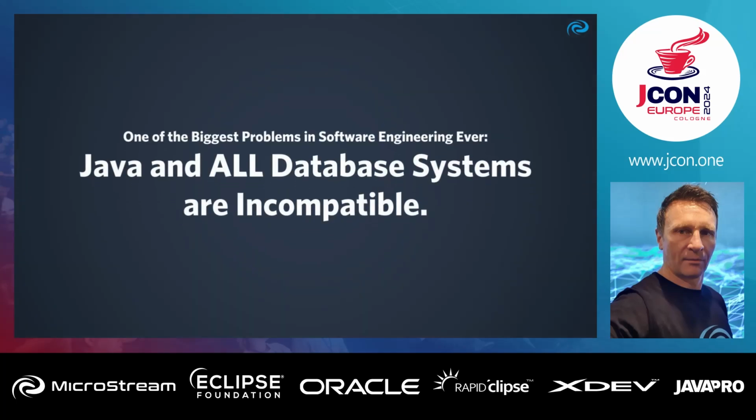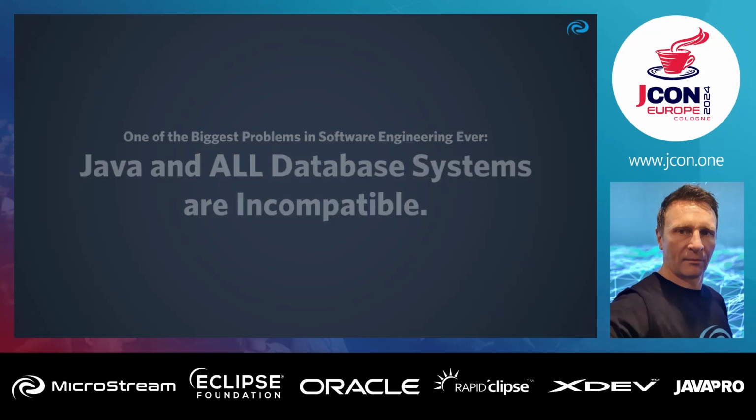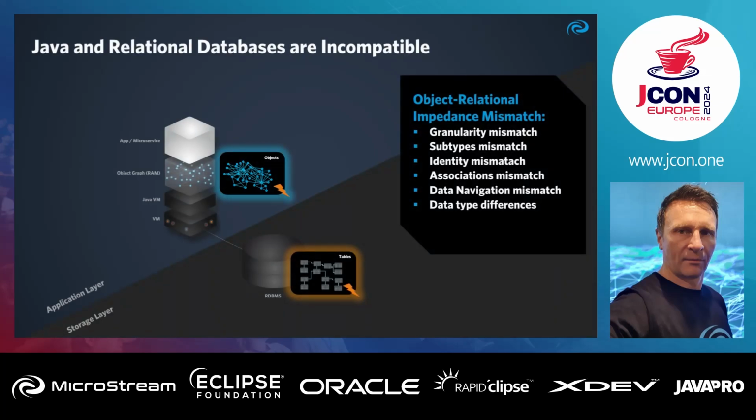The fundamental problem was that Java and all databases on the market are incompatible from a technical perspective. This is a big challenge for us in all projects. Here you can see the architecture of a simple Java application. Everything is object-oriented, everything is fine. As soon as we want to store data, we obviously use a relational database. But it's incompatible because the relational data model is completely different, and we have some mismatches here.